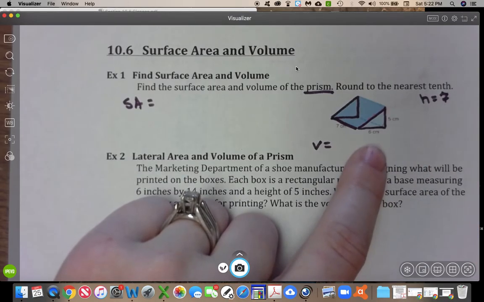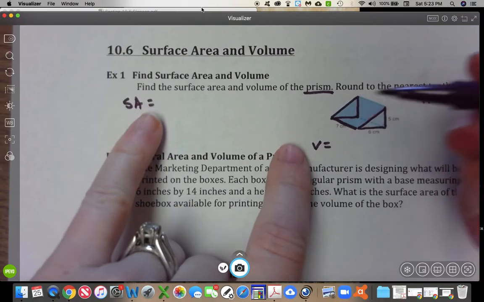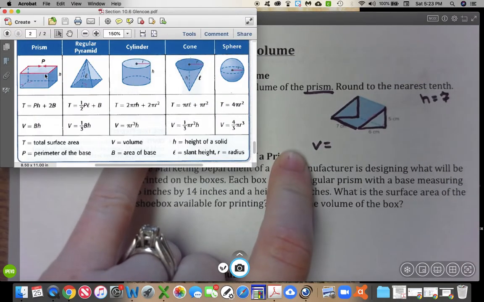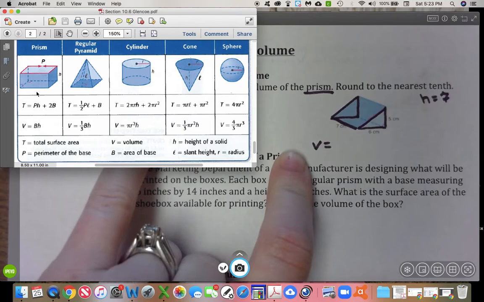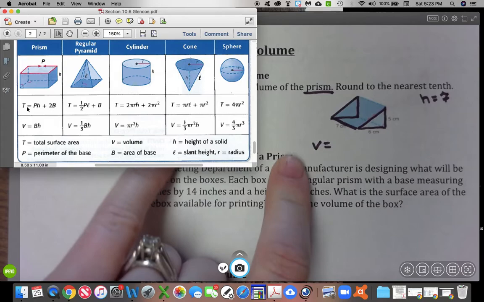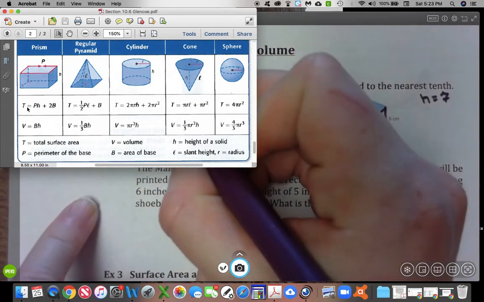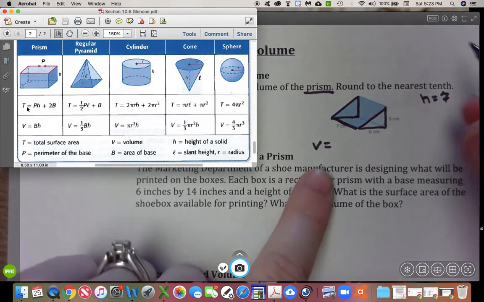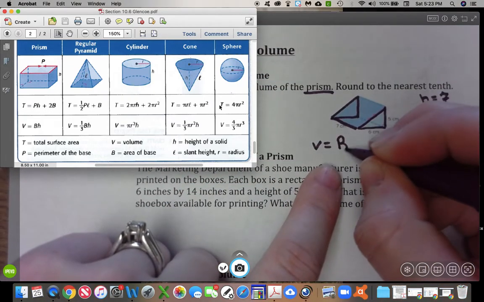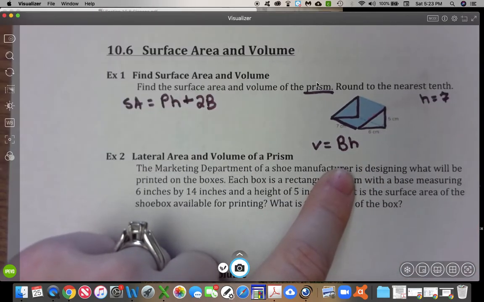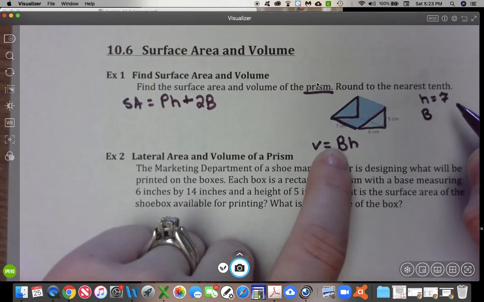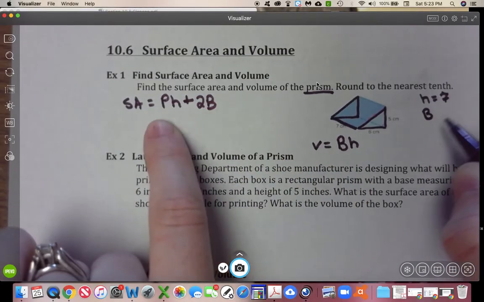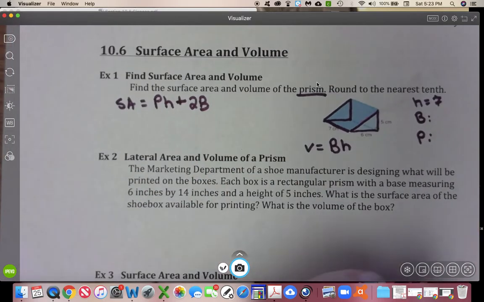Let's go ahead and write our formulas in here for surface area and volume of a prism. Even though this is a triangular prism, it's going to have the same formula down here. So T, or surface area, is going to be capital P H plus 2 capital B. That's the surface area. Volume is capital B times H. Out of these equations, I need to know H, I need to know what capital B is, and then I need to know what capital P is. So I'm going to list those off to the side over here, and let's figure out what those are.